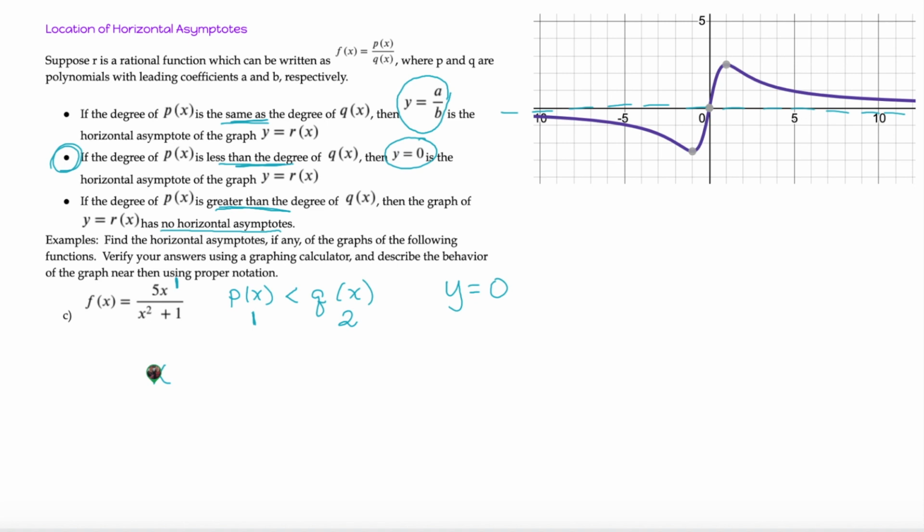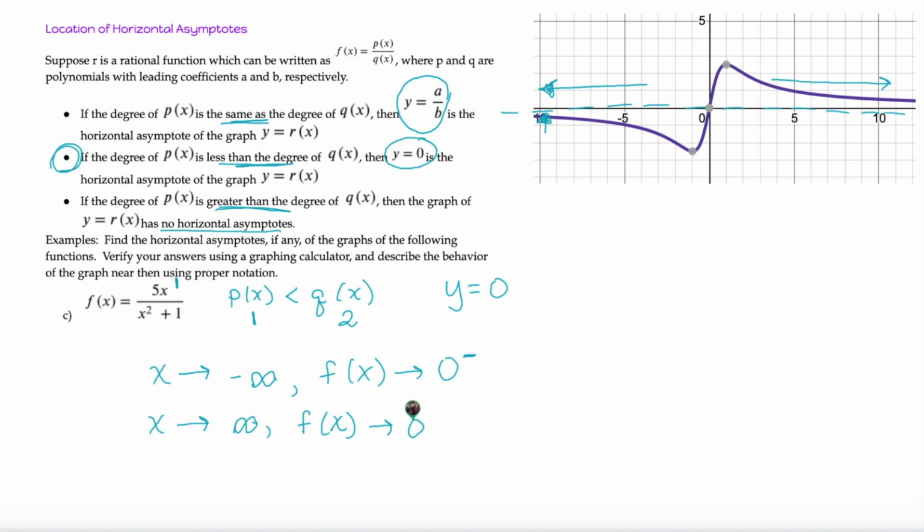So as our x values are approaching negative infinity, so as we're getting smaller, notice that our graph is coming up on y equals 0 from the bottom. So f of x, our function, is approaching 0 from underneath, so from the negative side. And as our x values are approaching positive infinity, our function values are also approaching 0, but notice they're approaching 0 from the top side of 0.